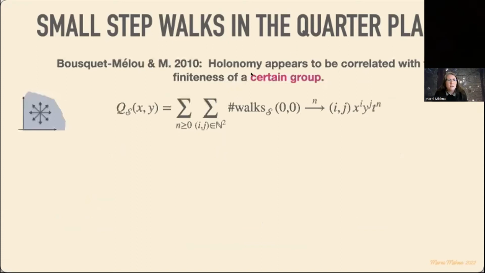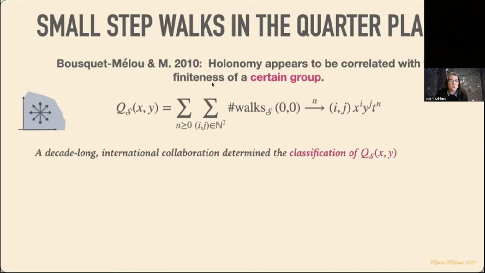Okay, so D-finiteness, pardon me, I wrote holonomy here, but I did mean D-finiteness, is correlated with some group, a geometric group that I'm going to show you a picture of in a second. So the question is, what is the nature of this series? Can we use the combinatorics of these objects to understand the classification of different series?